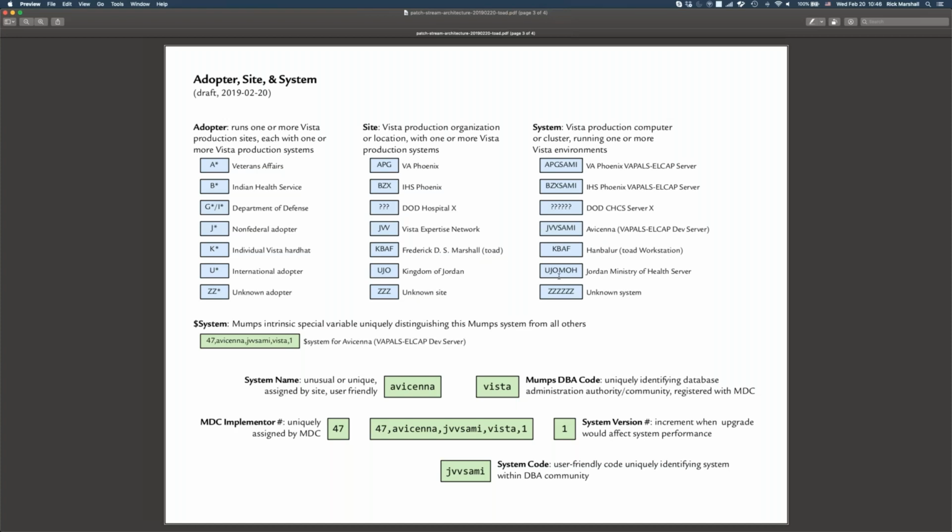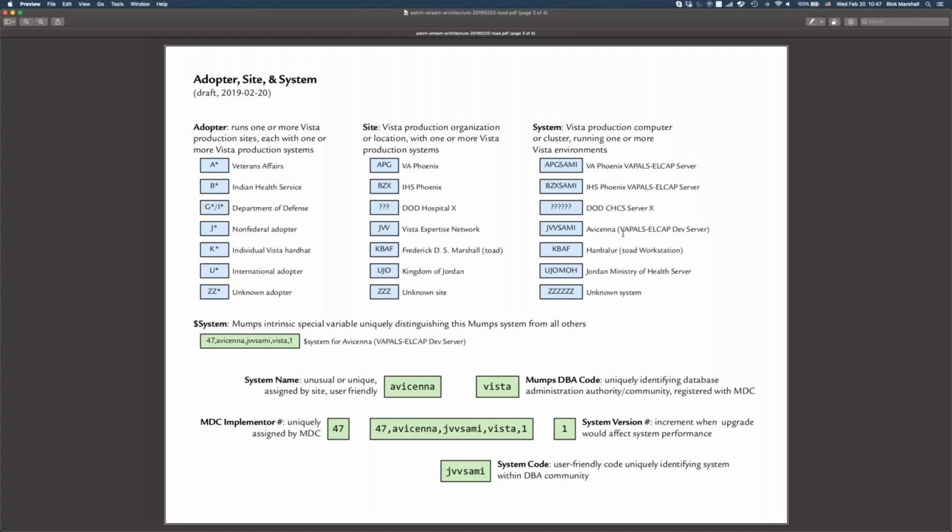And the point is, because the system name is derived from the site name, which is derived from the adopter name, and because it's following namespace conventions, I could create two directories side by side for analysis, one of which had JVV SAMI on it, and one had APG SAMI, and I would know that I'm distinguishing Avicenna's contents from the VAPALS ELCAP server that runs at VA Phoenix's contents. The names are unique now. And they can all be combined side by side into directories under a common subdirectory, and there's no longer any confusion about which system we're talking about.